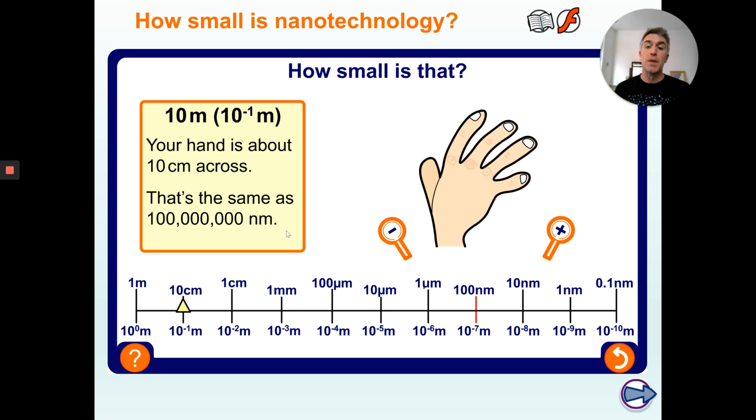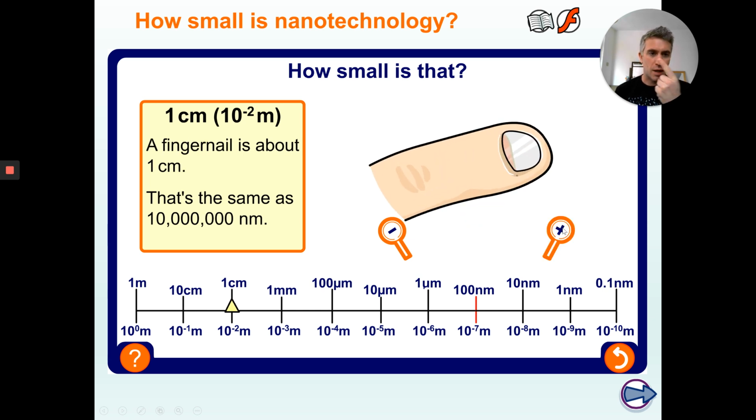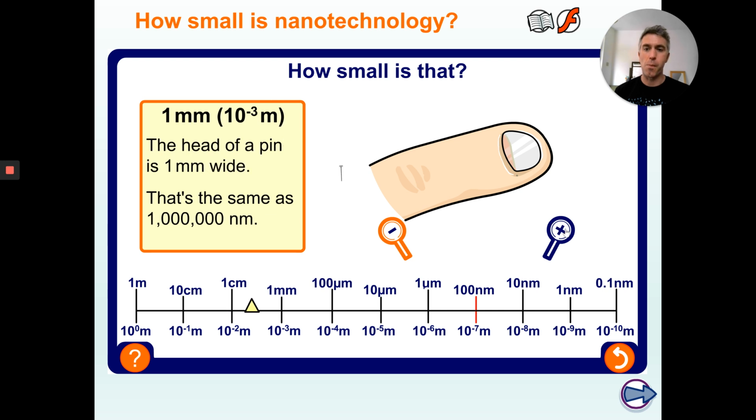I got one, sorry. I think mine's probably slightly bigger than 10 centimeters, but your hand is about 10 centimeters. That's 100 million nanometers. If you tell someone your hand is 100 million, now they think you'd have a massive hand. You don't. Your fingernail, 1 centimeter. 10 million nanometers. Next one.